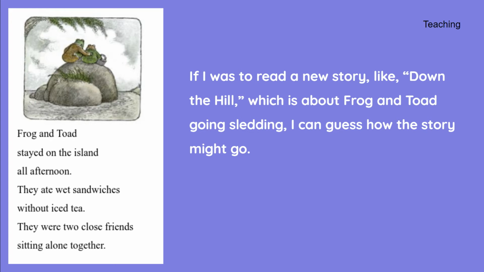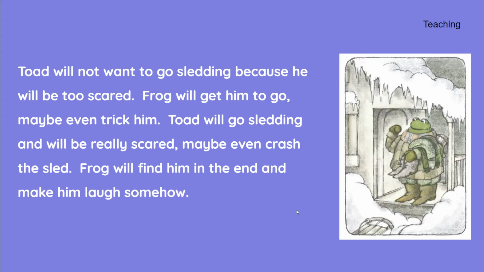So, if I was to read a new story, like Down the Hill, which is another in the Frog and Toad series, and it's about how Frog and Toad go sledding, I can guess how the story might go. Toad may not want to go sledding because he'll be too scared. Frog will get him to go, maybe even trick him. Toad will go sledding and be really scared, maybe even crash the sled. Frog will find some way in the end to help him and make him laugh.